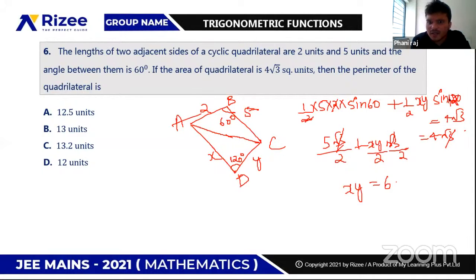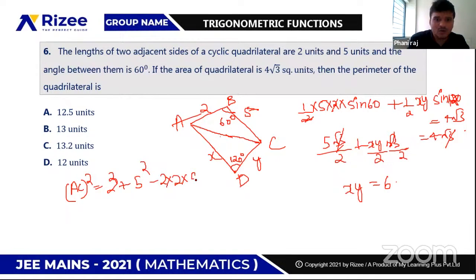What is sine 120? Sine 90 cos 30 plus cos 90 sin 30. So fine, xy equal to 6. But this will not give you entirely what is x and what is y. So what should you do? You should use the cosine formula. What does the cosine formula say? Suppose AC is d, then AC square equal to 2 square plus 5 square minus 2 into 5 into cos 60. But the same AC square is also part of triangle ADC, so here also we can do the same. AC square equal to x square plus y square minus 2xy into cos 120.